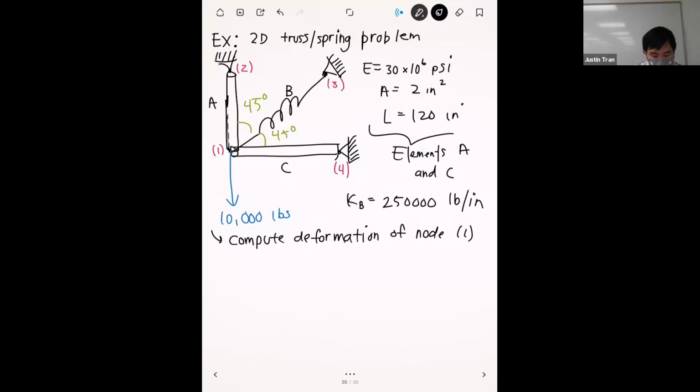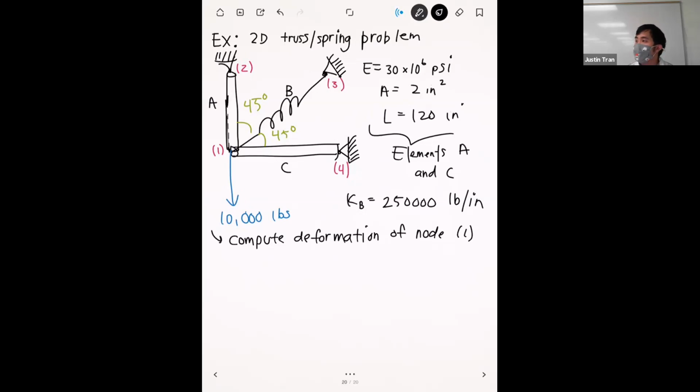All right. And so this is our first taste of a full finite element problem in 2D. We're going to go through the same process that we've done before. It's just that now our element stiffness matrices are going to be a lot bigger because they're in 2D. Any questions with the problem setup here?